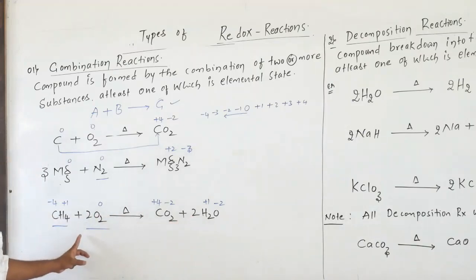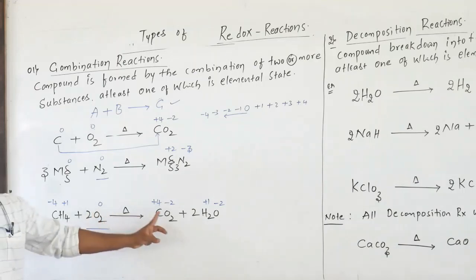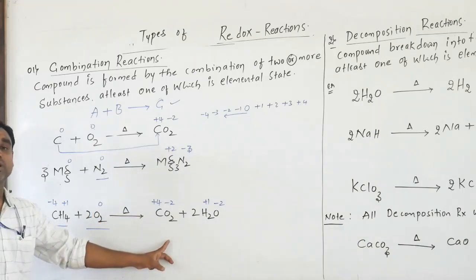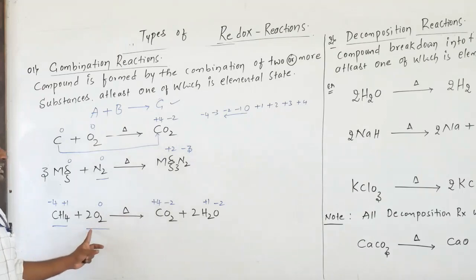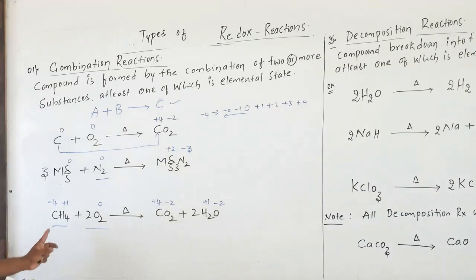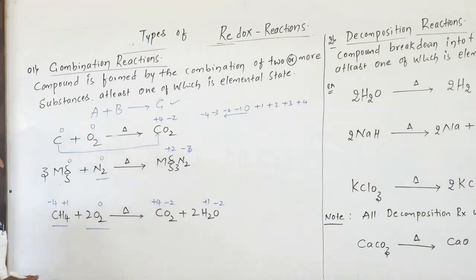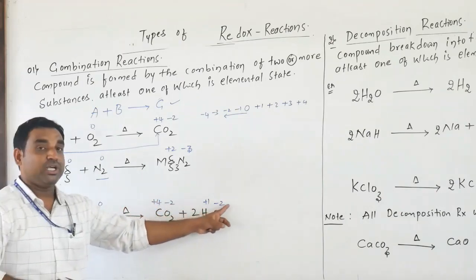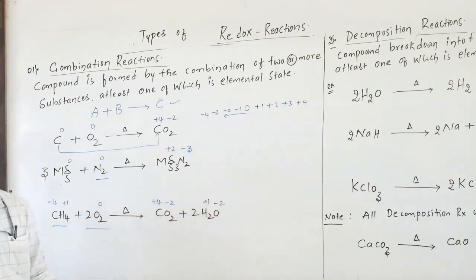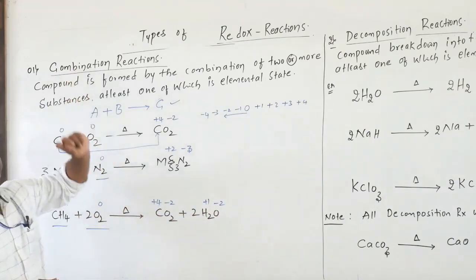Hence it is a combination reaction, we call it. If the oxidation number increases, we call it oxidation. If it decreases, we call it reduction. So now it is -4 to +4, an increase. So oxidation has taken place. Now oxygen is -2 here, a decrease, so reduction has taken place. So this is about the combination reaction.